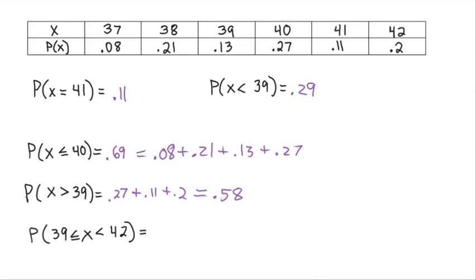Okay. Last one here, here's a between question. The x is going to be greater than or equal to 39, so that's going to be 39 and above, but it also says less than 42, so do not include 42. So less than 42 is 41, 40, and 39. So we're going to only include these three numbers: 0.13 plus 0.27 plus 0.11. And that's going to give us 0.51, okay?